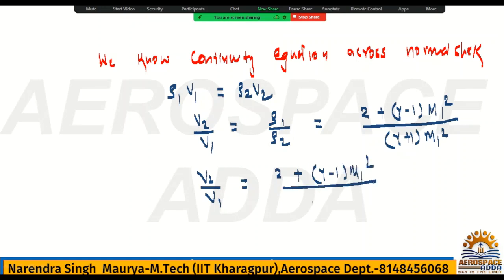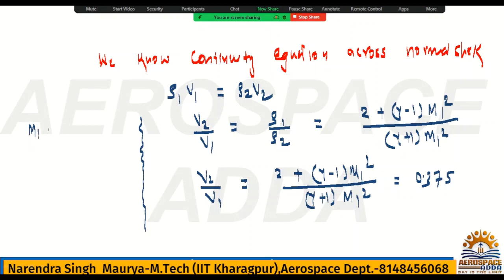So this value, okay, take this. Alright, so calculate this value, how much V2 by V1 ratio we are getting. Now how to get V1? How to get V1? So this is nothing but 0.375.